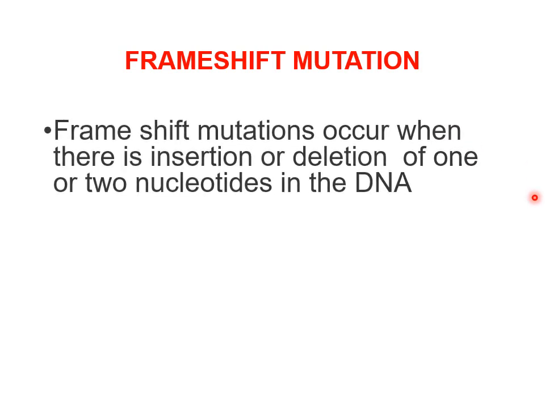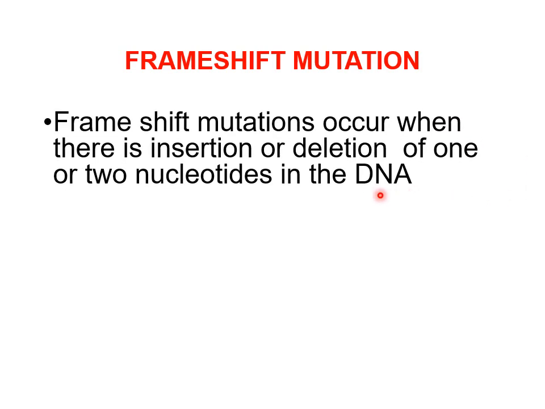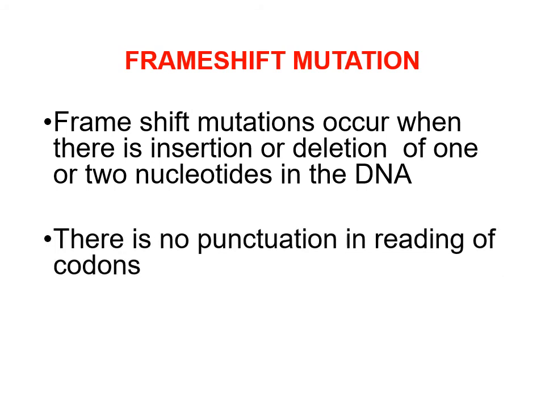Coming to the second type of mutations, that is the frame shift mutations. So frame shift mutations occur when there is insertion or deletion of one or two nucleotides in the DNA. Now recall in the genetic code that once the reading frame begins, there is no punctuation. That is, there is no comma or any other type of punctuation marks to differentiate the two different codons. So once the reading frame begins, it is continuously read as a triplet codon.